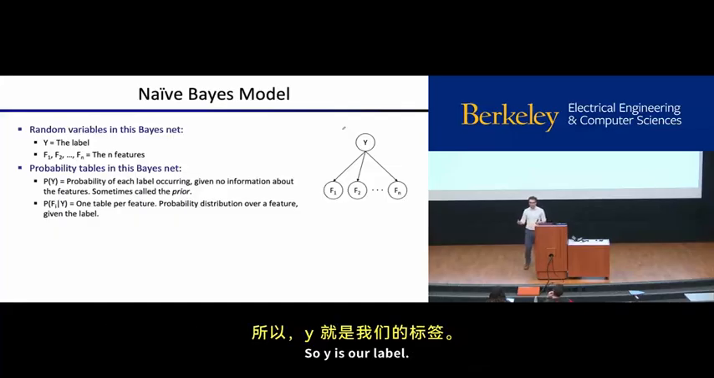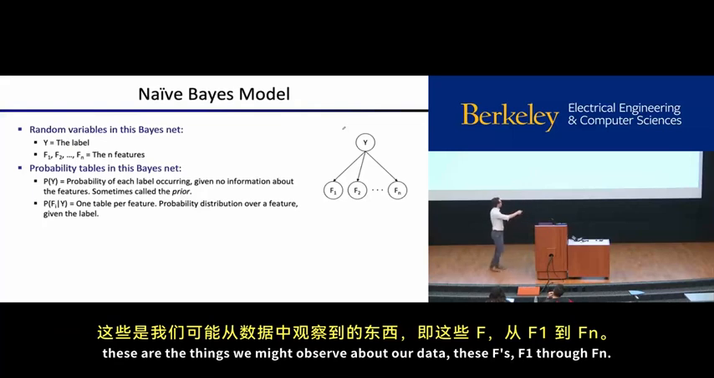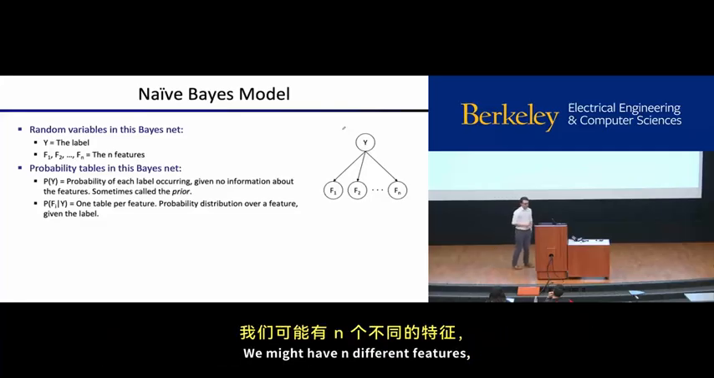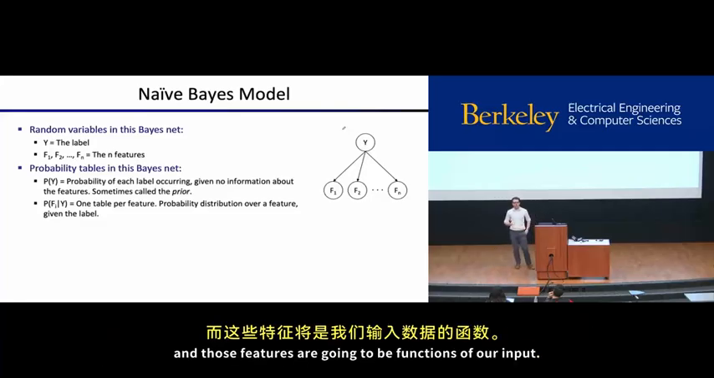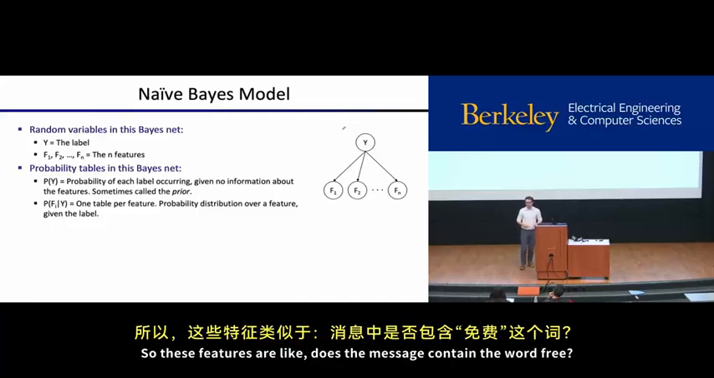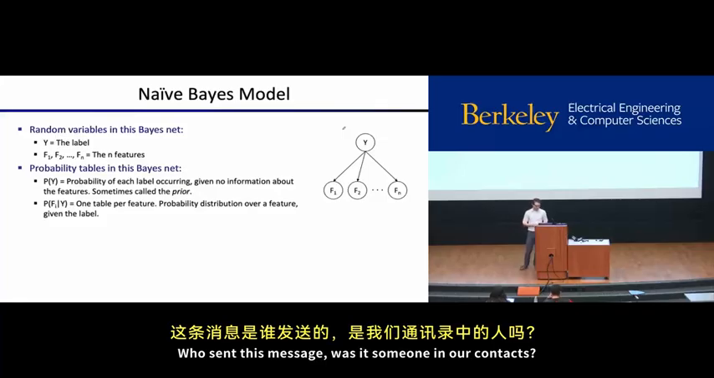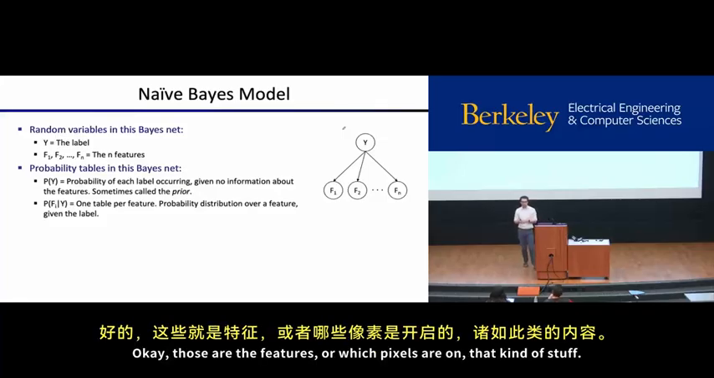So y is our label, and then all of these features, the things we might observe about our data, f1 through fn. We might have n different features, and those features are going to be functions of our input. Someone just told us what the features are. So these features are like, does the message contain the word free? If it does, how many times does it contain the word free? Who sent this message? Was it someone in our contacts? Okay, those are the features. Or like which pixels are on, that kind of stuff.